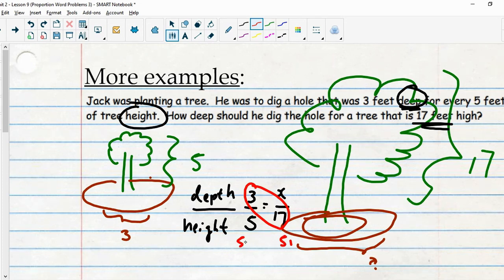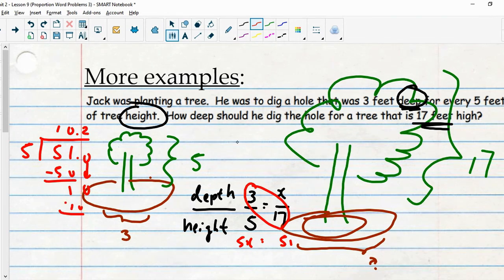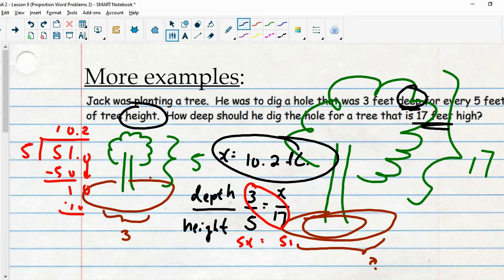5 times x is 5x, right? 5 times what gives you 51? Do you guys know? You can do it on your calculator. 5 going into 51, 10 times. So that's 1, add a decimal, add a 0, 5 times 2 is 10, 10.2. So our answer is, the depth is 10.2 feet. Like that. Okay? I hope by the time we do the next video, the truck won't be there anymore.